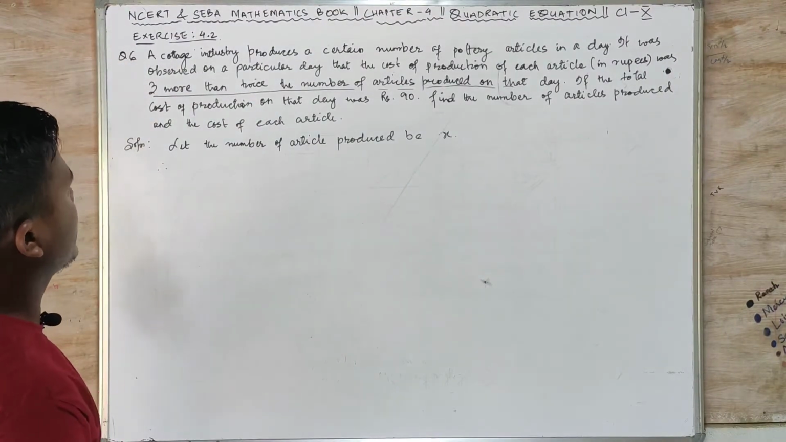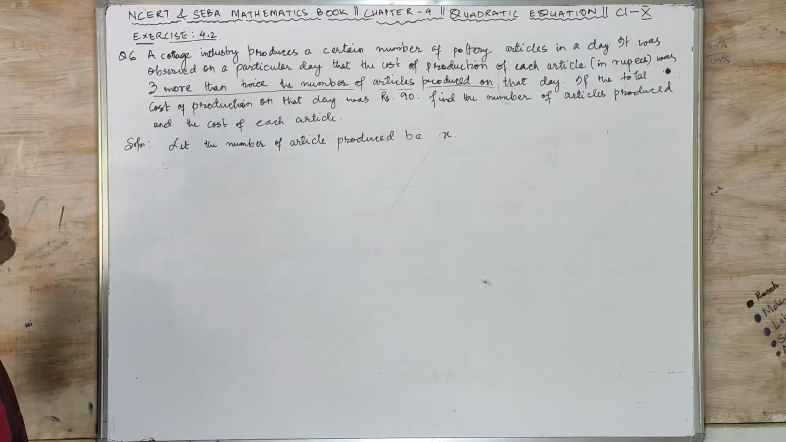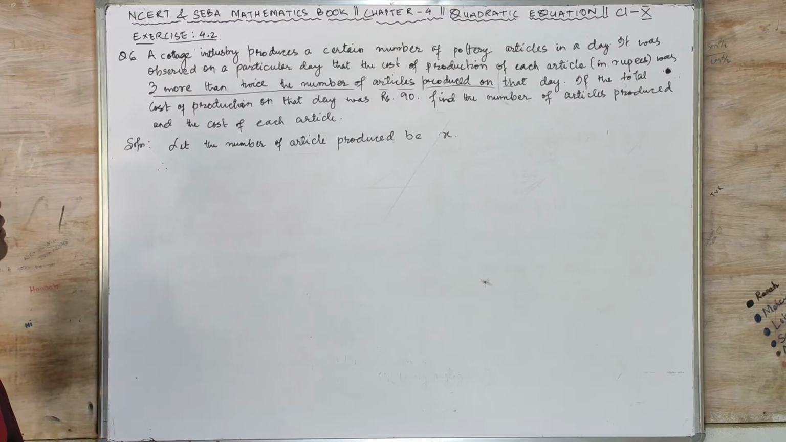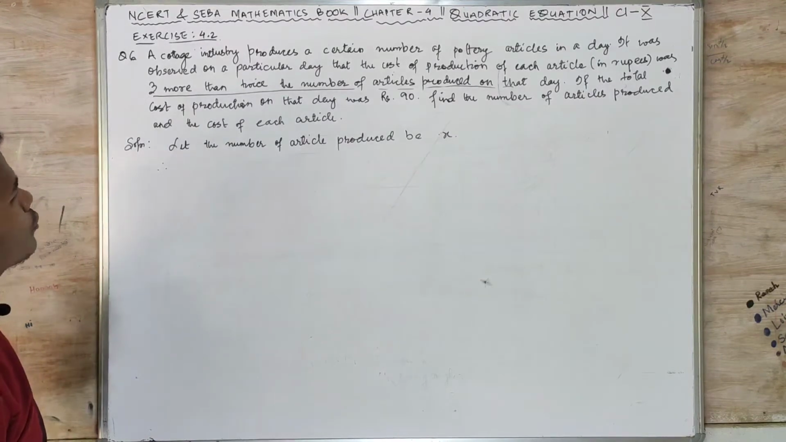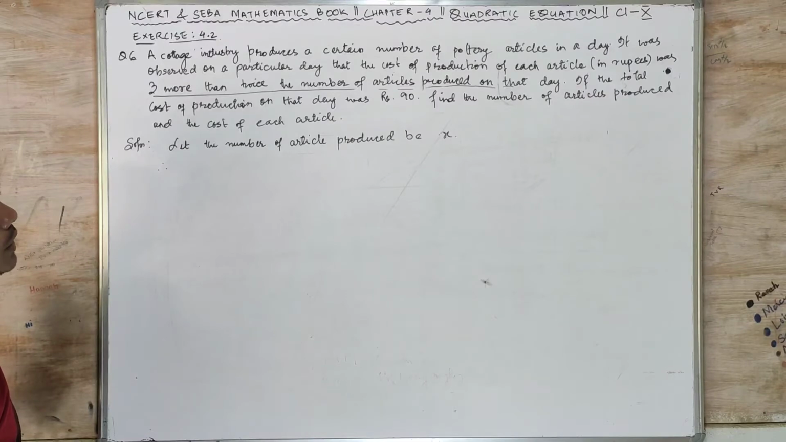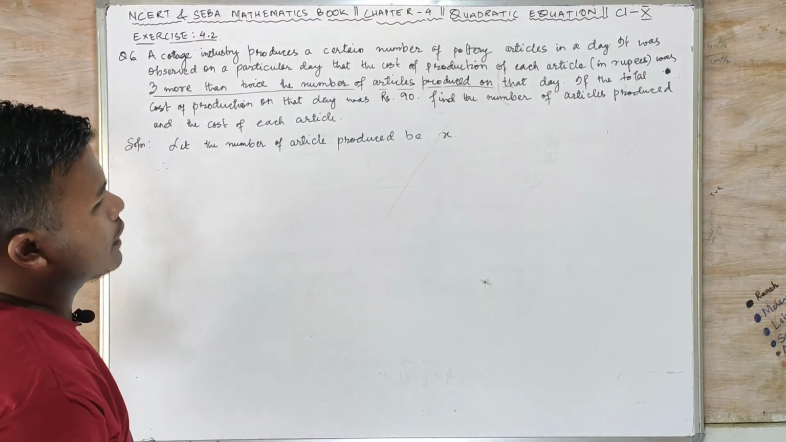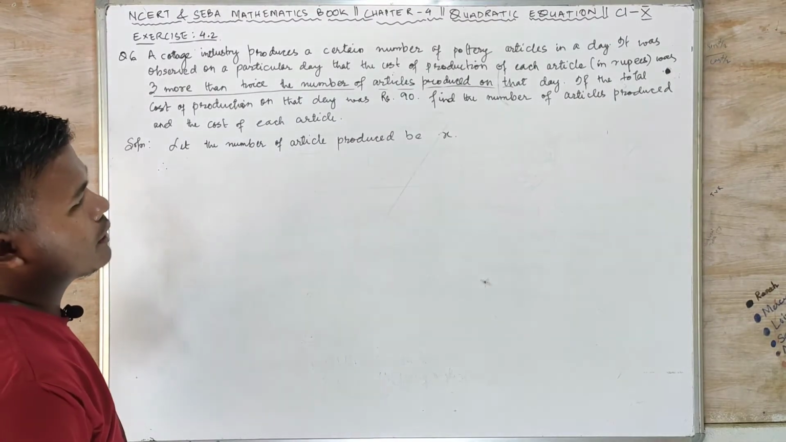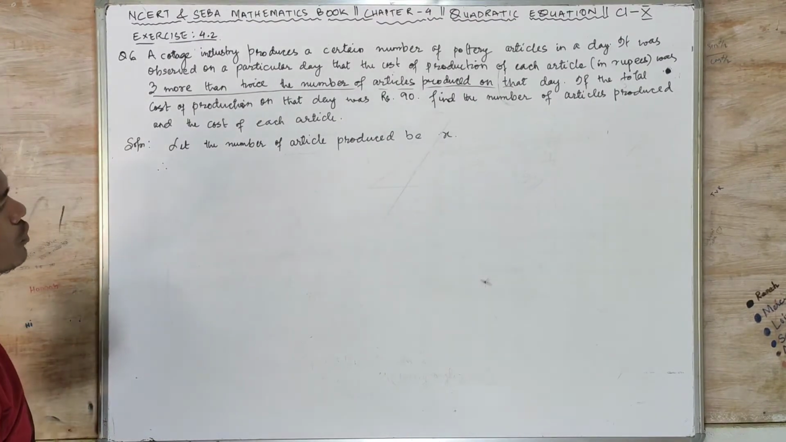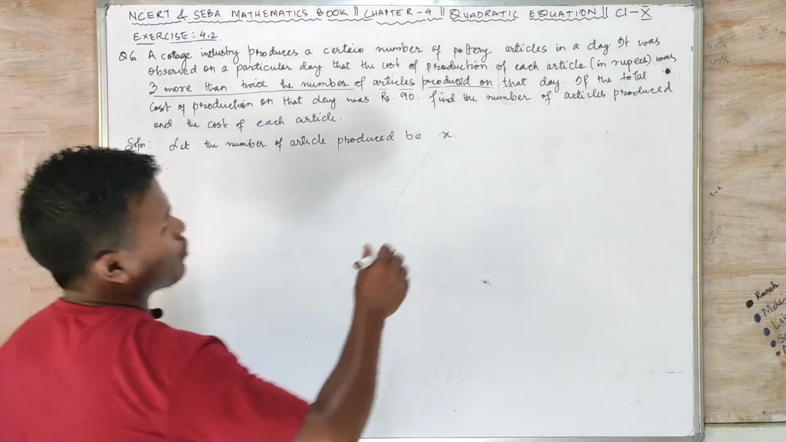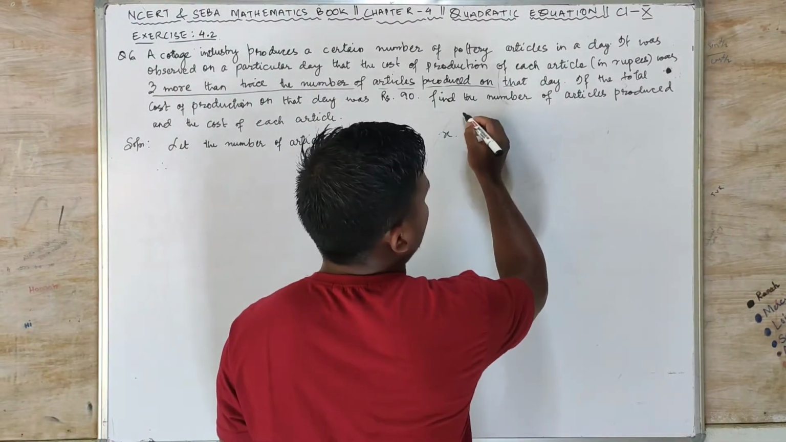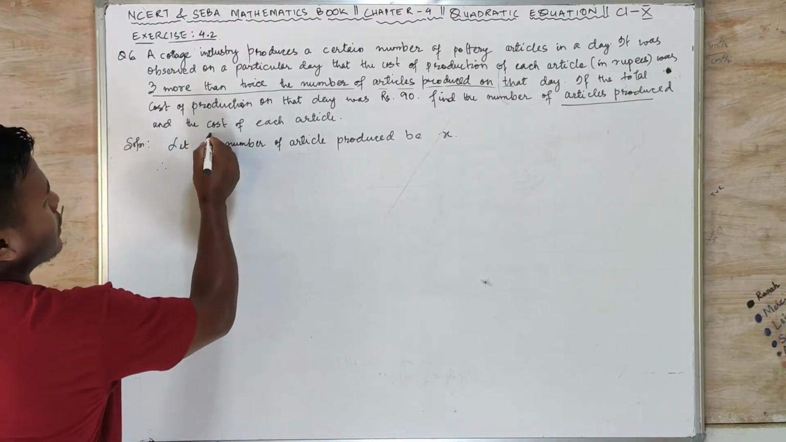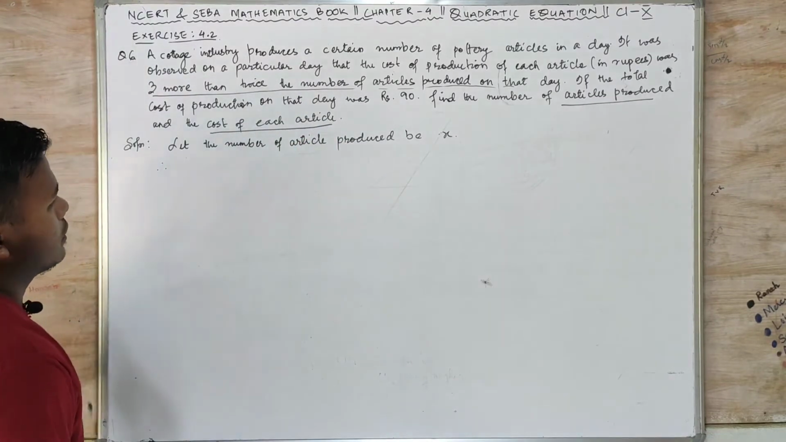In question number 6 you will get, a cottage industry produces a certain number of pottery articles in a day. It was observed on a particular day that the cost of production of each article in rupees was 3 more than twice the number of articles produced on the day. If the total cost of production on the day was rupees 90, find the number of articles produced and the cost of each article. See here, the question asks you to find what? The number of articles produced and the cost of production of each article.